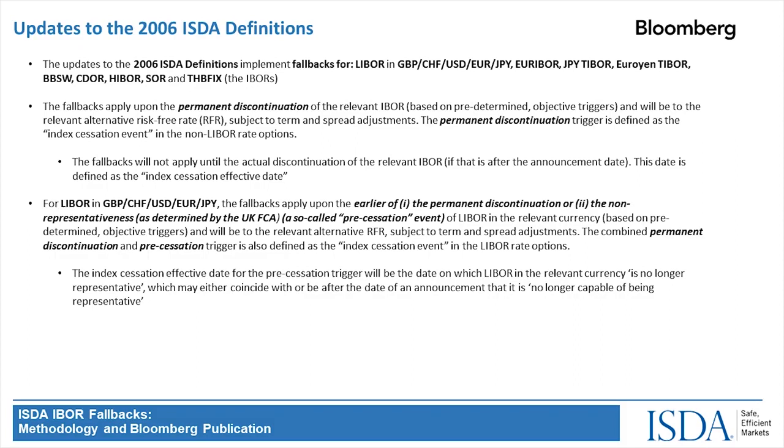So the spread adjustment that Chris explained will be set and frozen as of an announcement regarding a permanent discontinuation or non-representativeness, irrespective of when that discontinuation or non-representativeness will occur. But the fallbacks will not actually apply until the event happens. When that discontinuation happens, the contracts that include the fallbacks will convert to the rates published by Bloomberg.